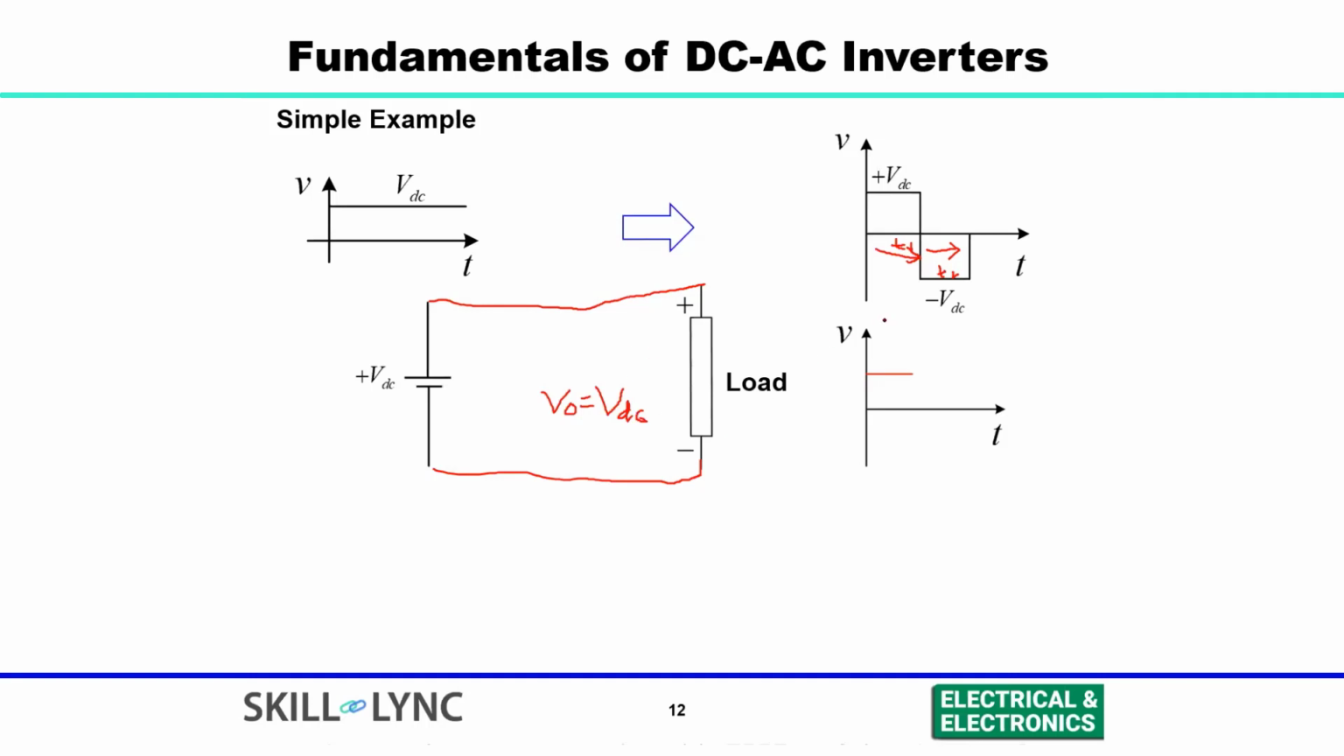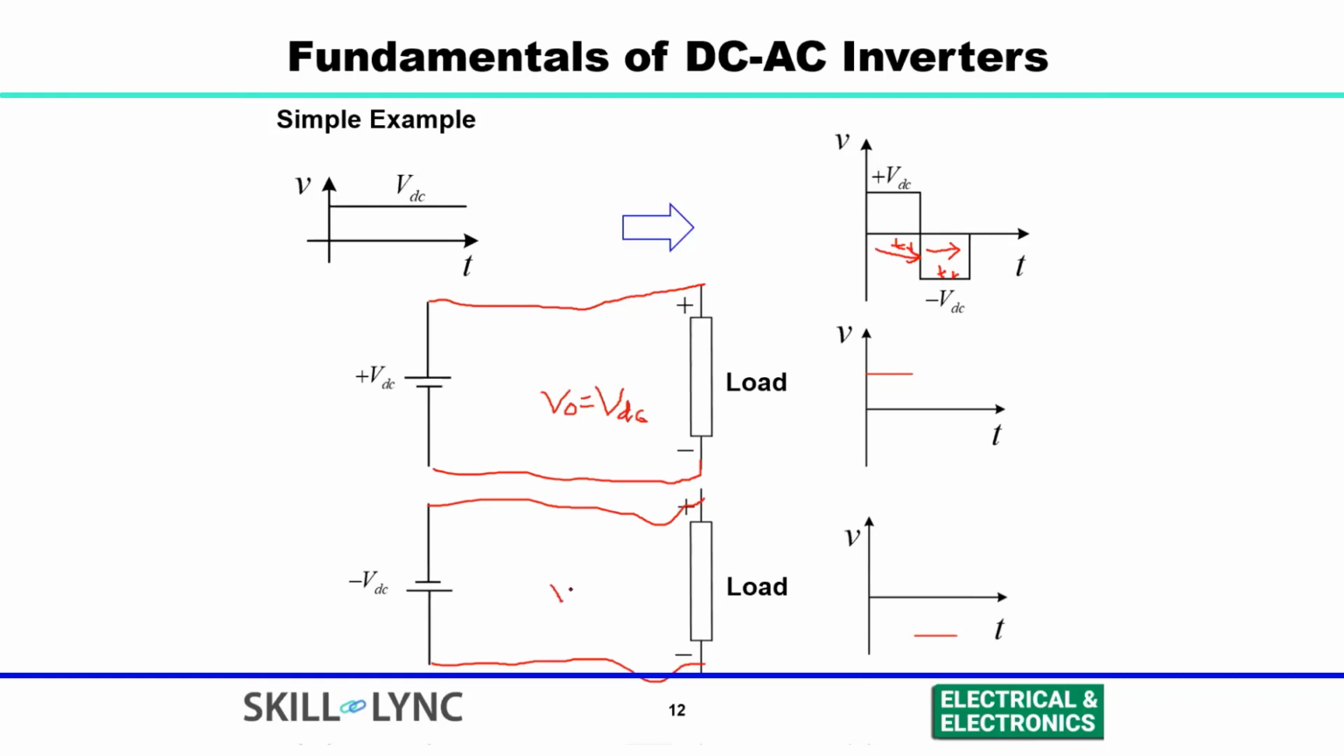What we need in the other duration is minus VDC. How can we do that? We just reverse the terminals of the battery. So minus VDC is applied to the positive terminal of the load, and the plus point is connected to the negative point. So we get V0 equivalent to minus VDC.